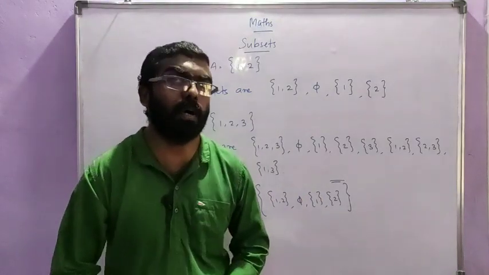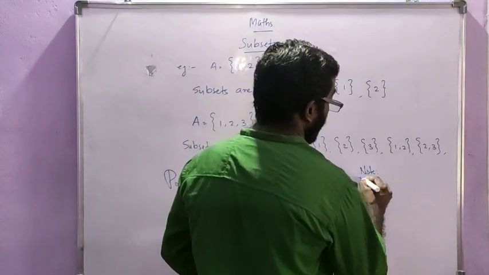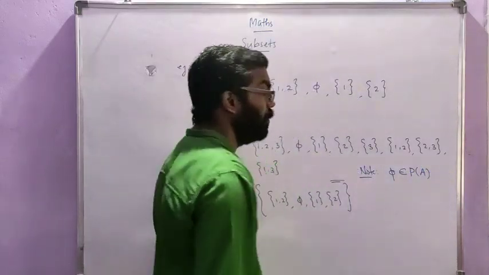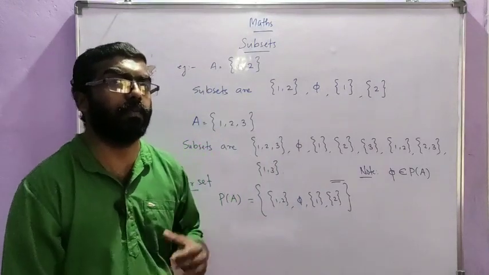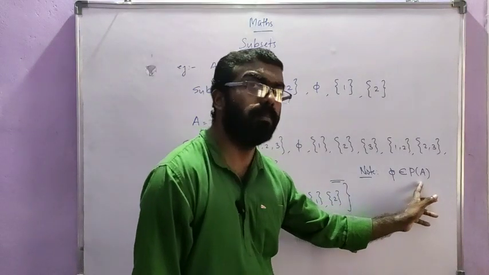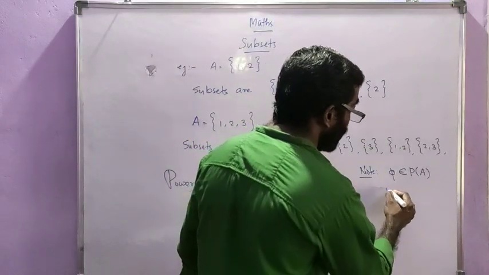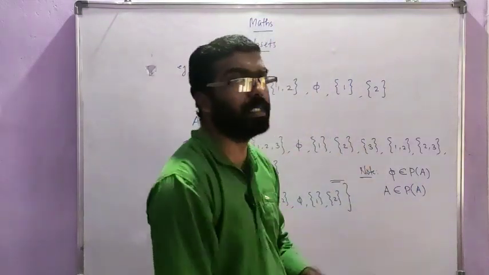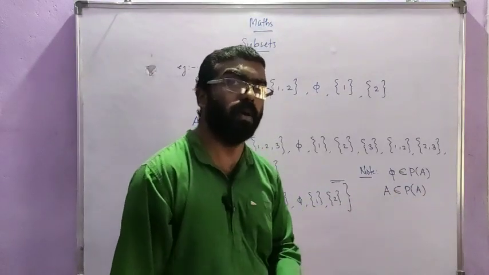Clear? Some important points in this session are: phi belongs to P of A. Phi means the null set. We know the null set is a subset of every set. Phi is a subset of every set, and the collection of all subsets is called what? P of A, the power set of A. So phi belongs to P of A, and another one is A belongs to P of A. A means the same set. Every set is a subset of itself. So A belongs to P of A.